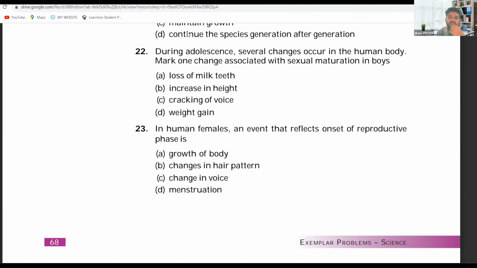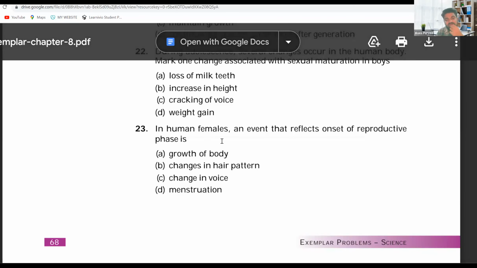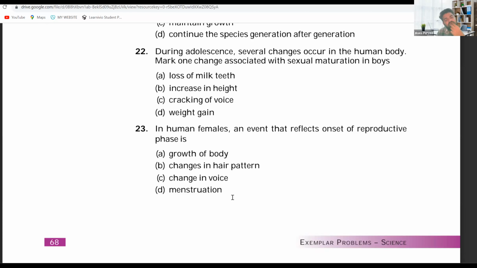Okay, in human females, an event that reflects onset of reproductive phase is, question number 23. Option D, menstruation. Yes, menstruation.